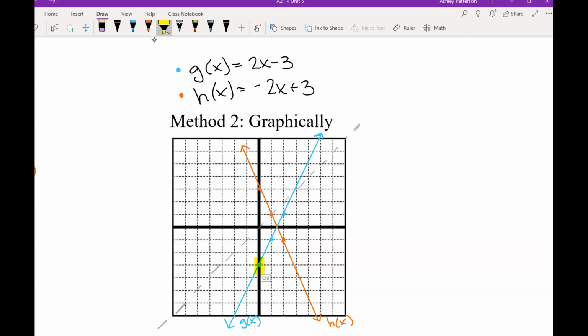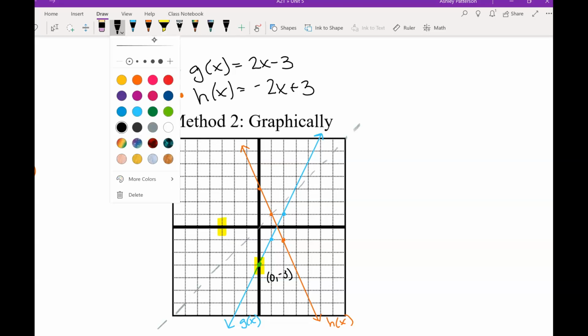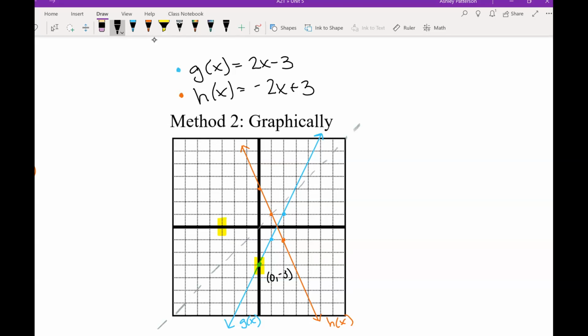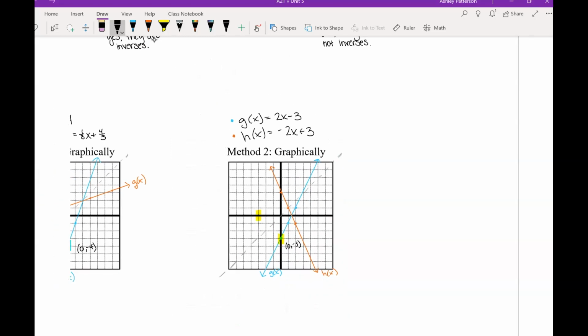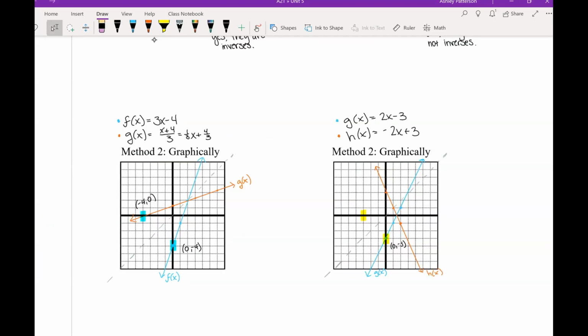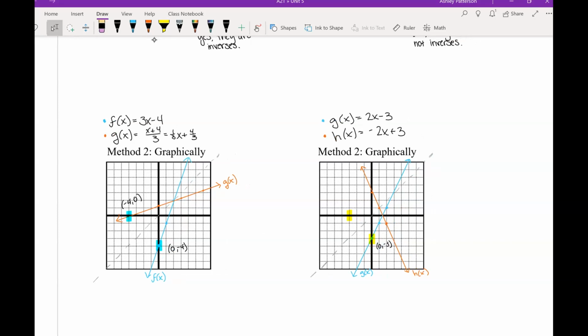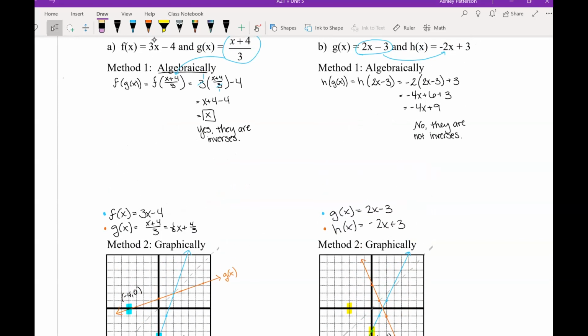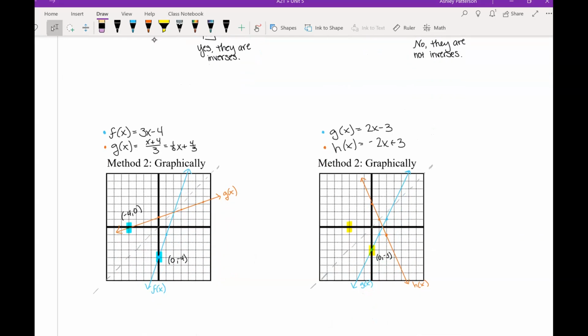I have a point, and you can pick any point, at 0, -3 for g of x. If these are inverses, then there should be a point at -3, 0, and there is not. So we can tell, since their x and y values don't switch, nope, they are not inverses. Nice. Okay, so two different ways to test if given functions are inverses, either algebraically or graphically.